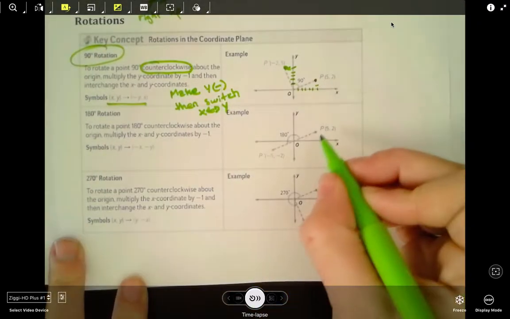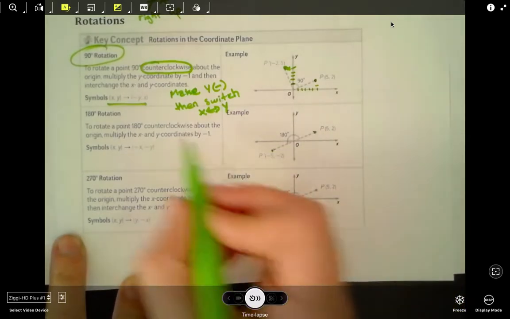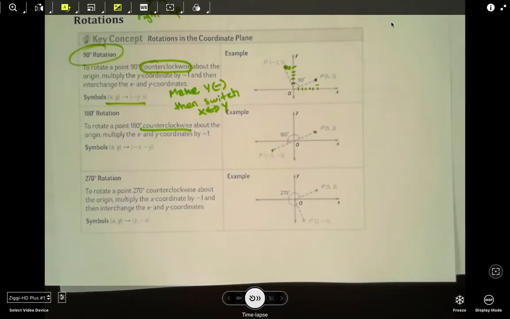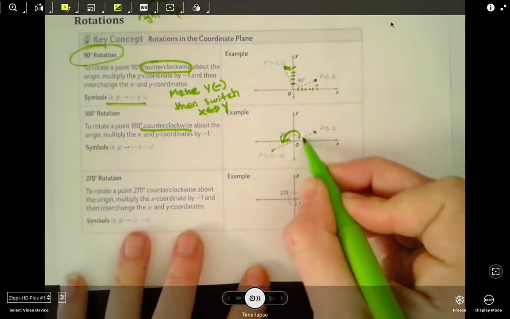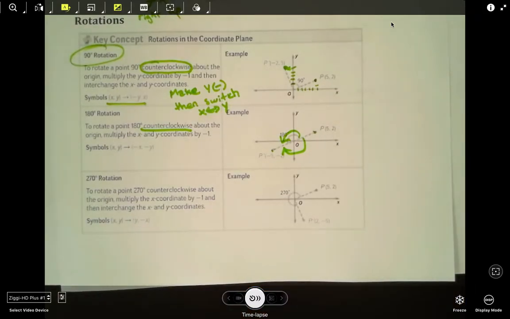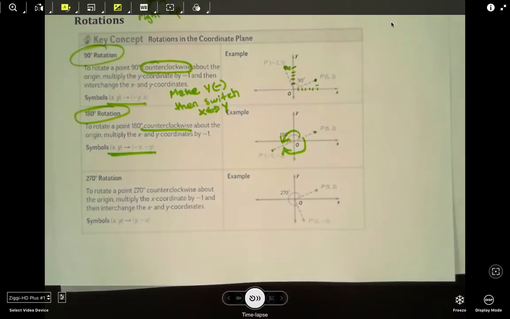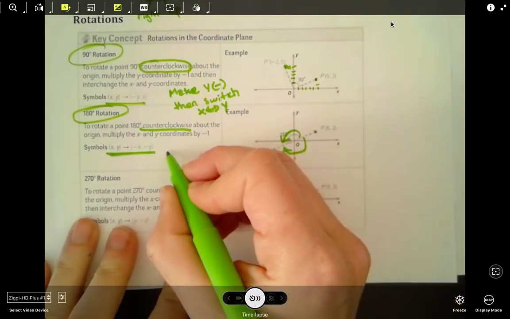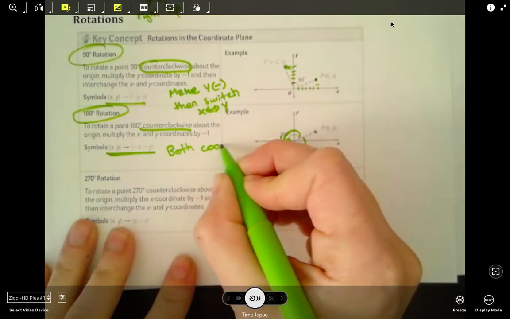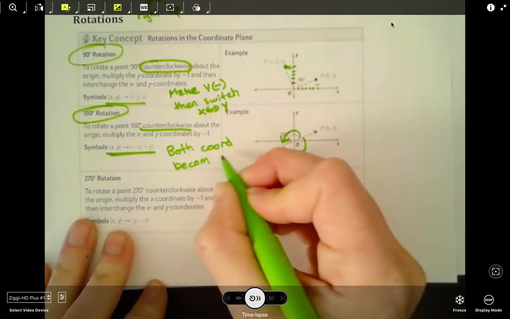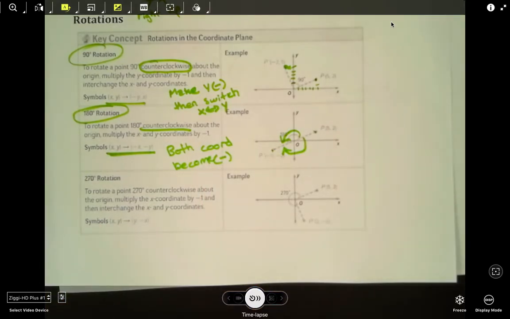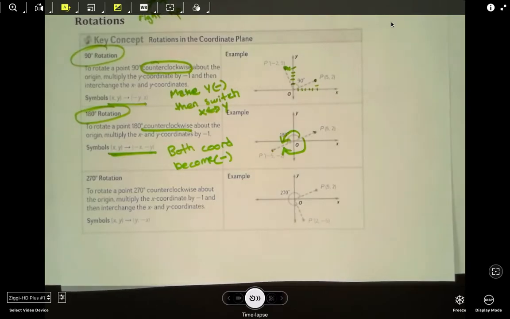A 180-degree rotation is like taking this point and moving it 180 degrees. They designate it as counterclockwise because if they don't designate it, you assume it's counterclockwise. But 180 degrees counterclockwise is the same as 180 degrees clockwise, right? So they don't have to tell us counterclockwise versus clockwise for 180 degrees. It doesn't matter, okay? What's the rule for 180-degree rotation? Yep, we don't flip anything, but both coordinates become negative. Or if they're already negative, they become positive. They just flip the sign, okay?